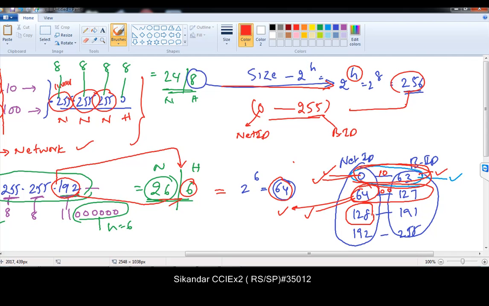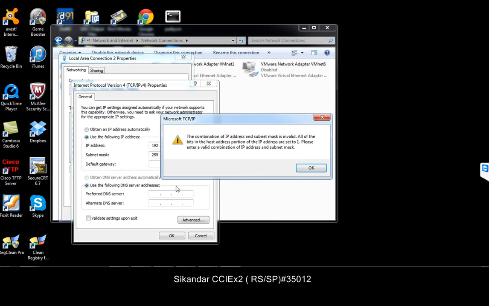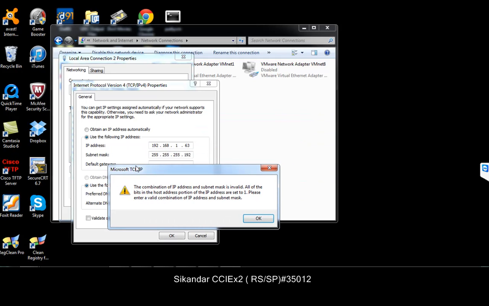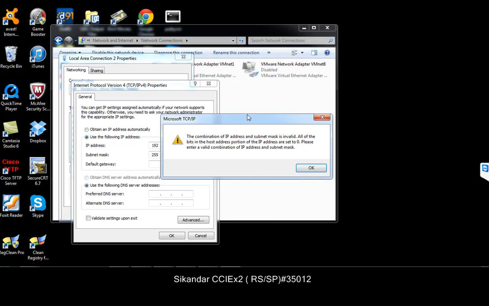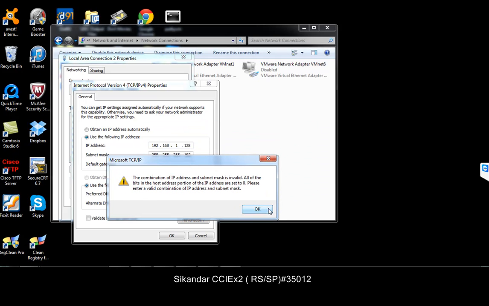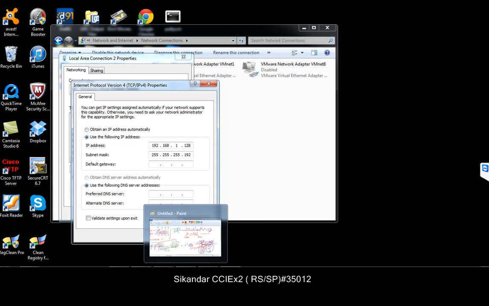Similar way, I cannot use 128, I cannot use 192 if I use the subnet mask of 255.255.255.192. This is the example. The device understands all these things because the device knows all these things. So similar way, if I try 63 also, the device will not accept because according to this subnet mask, 63 is a broadcast ID for the first network. Similar way, if I try with 128 address, it will not accept because 128 is a network ID for the third network. Similar way I cannot use 192 also. The same thing applies for any example.